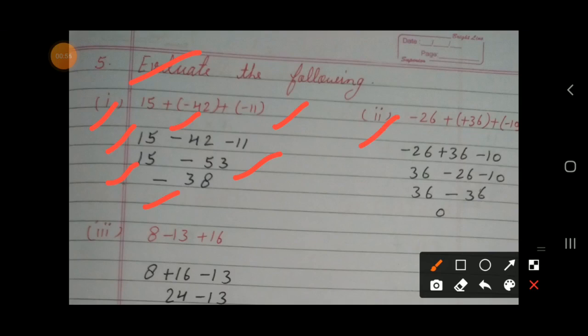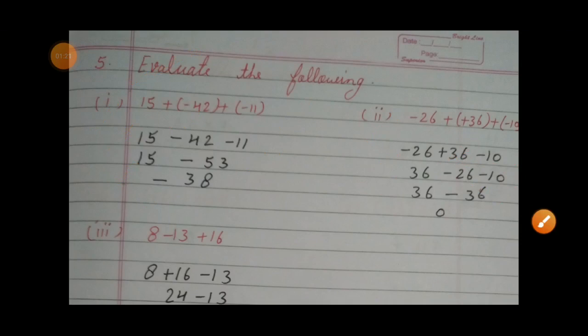Second part, minus 26 plus 36 plus minus 10. Yes, negative numbers we will take together. First we will find the absolute values: minus 26, plus 36, and here minus 10. 36 we will take at the start, and minus 26 and minus 10 we will take together. On adding both of these numbers, we are getting minus 36. And plus 36 minus 36, same number with opposite sign, 0 will be the answer.